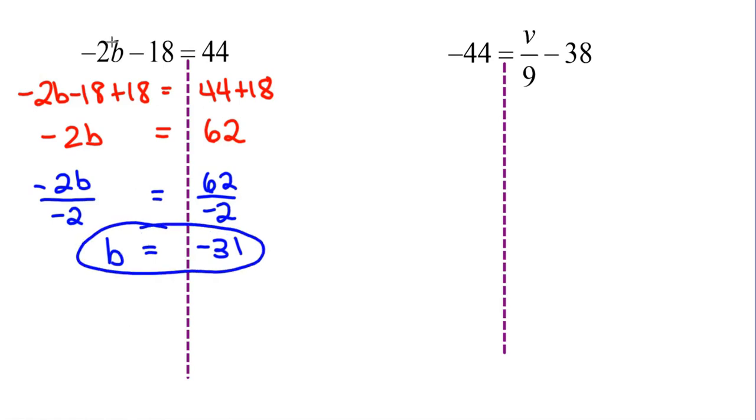Again, if I check that, negative 2 times negative 31 is 62. 62 minus 18 is 44. My solution checks. Next one, negative 44 equals v divided by 9 minus 38. On the right-hand side, I have division and subtraction. So I want to undo the subtraction first. I'm going to use addition. So I'm going to add 38 to both sides of the equation.